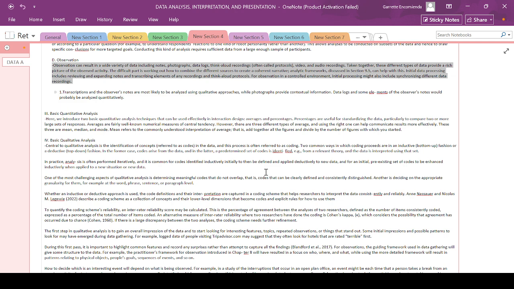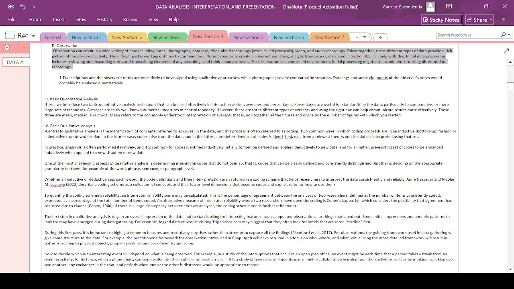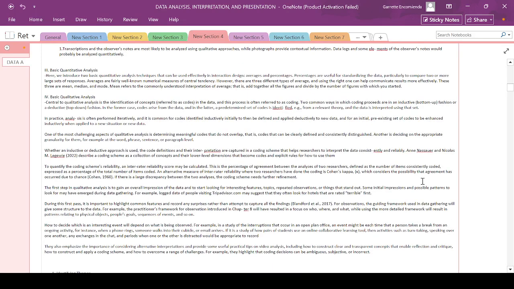Basic qualitative analysis. Central to qualitative analysis is the identification of concepts referred to as codes in the data, and this process is often referred to as coding. Two common ways in which coding proceeds are in an inductive, bottom-up fashion, or a deductive, top-down fashion. So for qualitative analysis of data, there's coding. For inductive, you're trying to go wide because you're allowing new information to emerge, while in deductive, you're going top-down because you're trying to categorize the information.